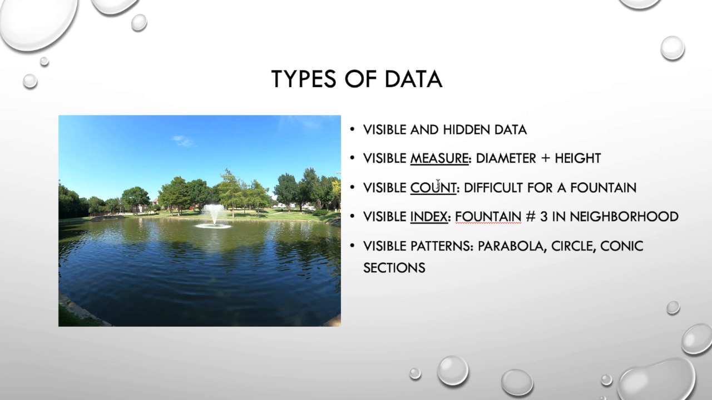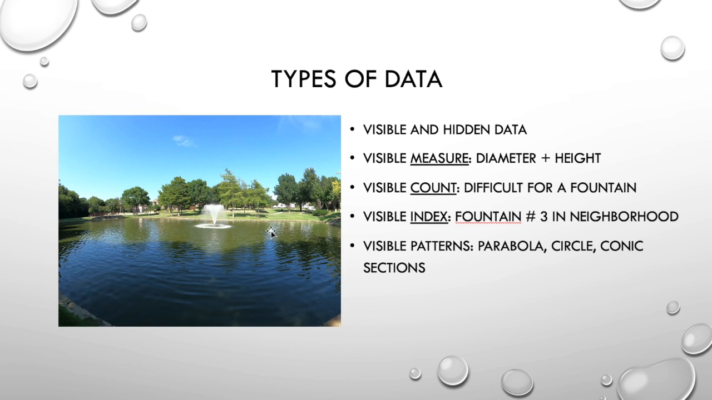For a count, we can't really count the number of water droplets, so we're not going to consider that in looking at data visibly. However, this might be the third fountain in the neighborhood, and so three is a type of data that could refer to the fountain because it's an index into that particular fountain.